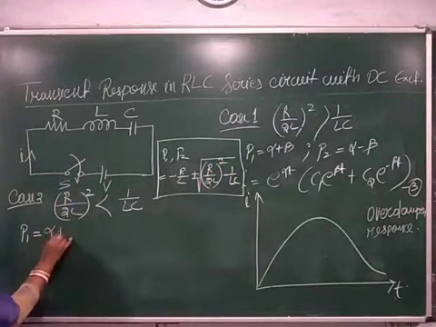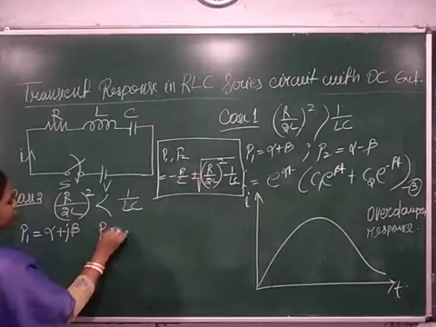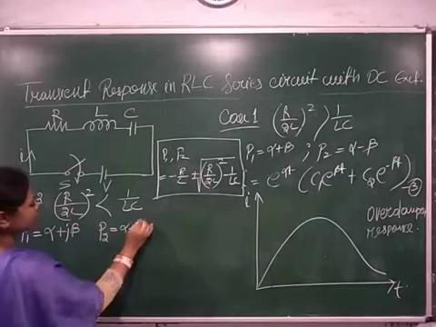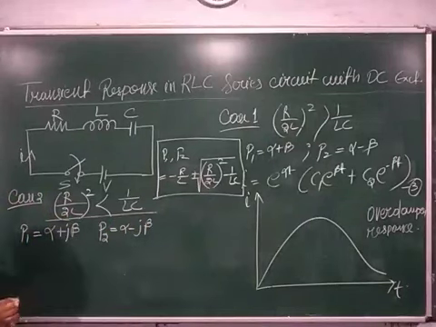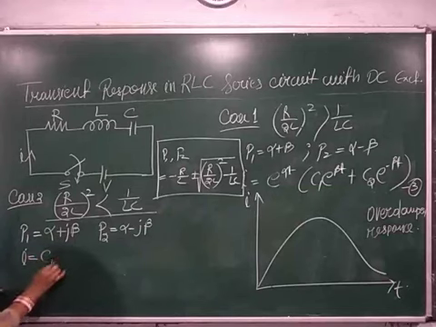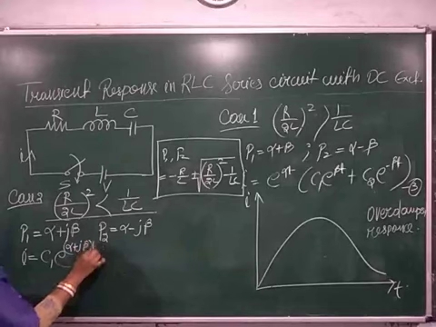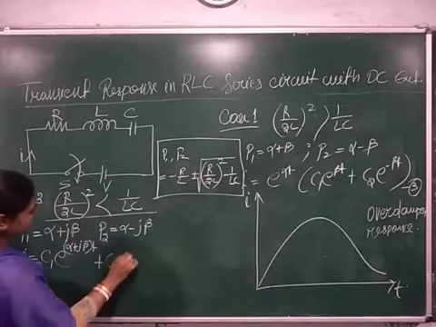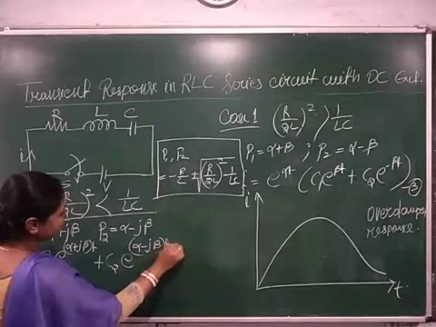So what equation do you get? It is alpha plus j beta, and P2, the other root, is alpha minus j beta. So when this case arises, the two roots are complex conjugates of each other. So what is the equation? The output equation is C1 e to the power alpha plus j beta into T plus C2 e to the power alpha minus j beta into T.